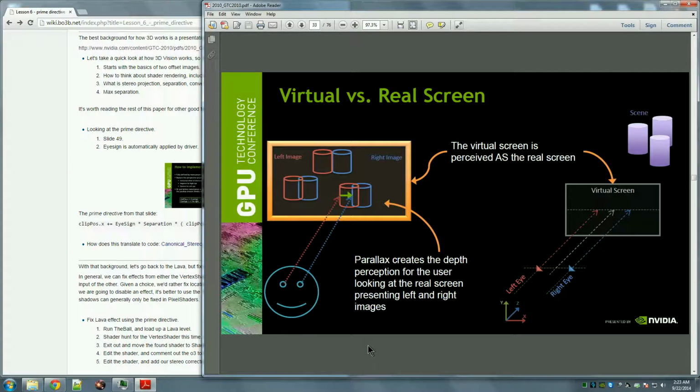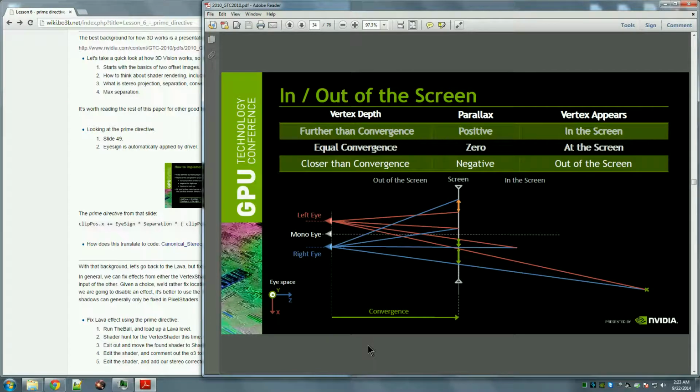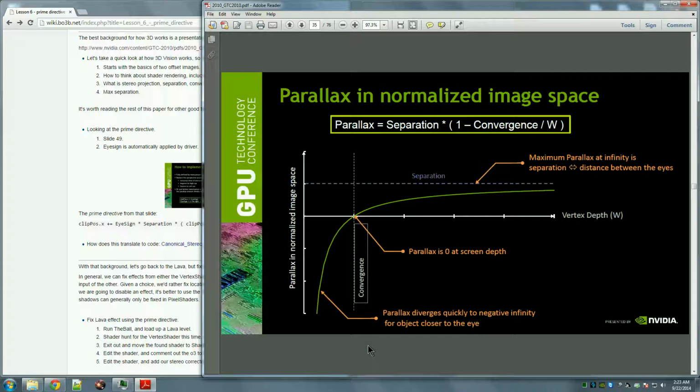Okay, and then this is the discussion about depth perception and how it works using their sort of mechanism. So it's perceived as the real screen naturally, in and out of the screen, versus using the convergence. Then they get into parallax using the normalized image space and parallax and separation. This part of the curve here is separation. This is inside the screen. This is outside the screen. And the convergence allows you to change this point to wherever you want it to be, depending on how much you want to have outside of the screen, how much you want to have inside the screen. And it's notable that we can go a lot further into the screen than we come outside of the screen because of the way your eyes work.